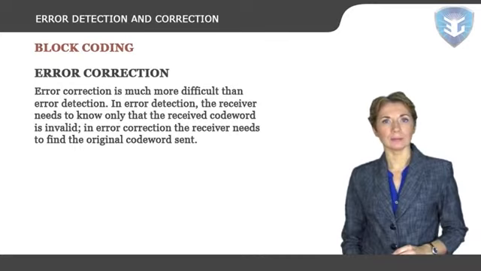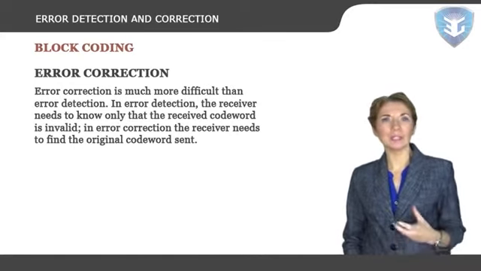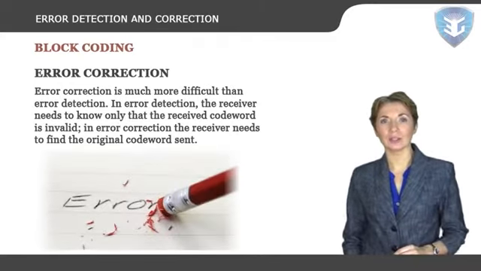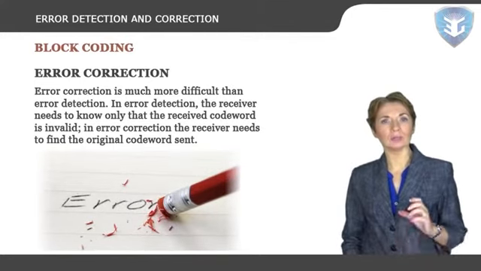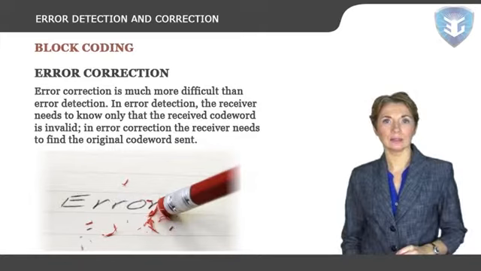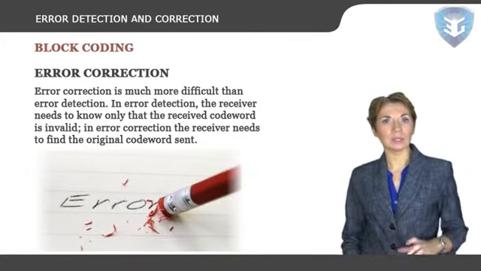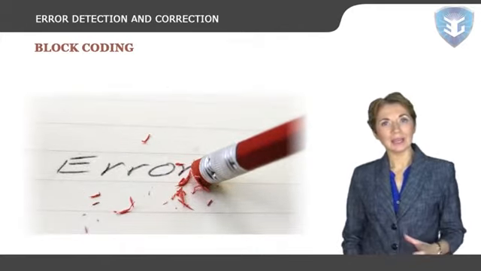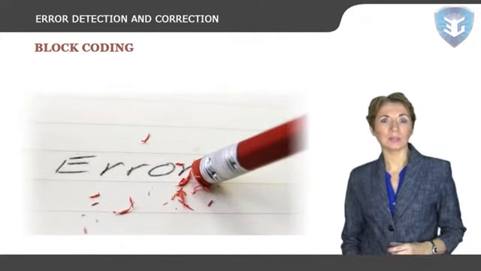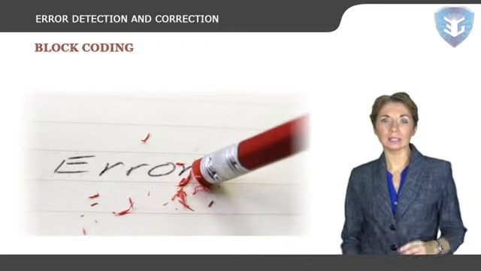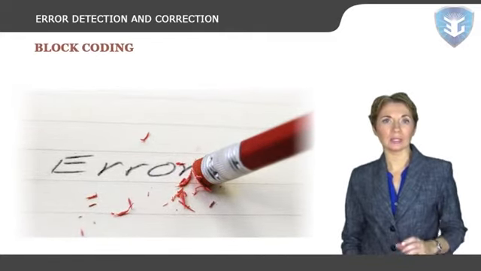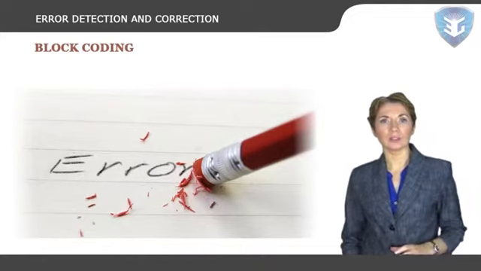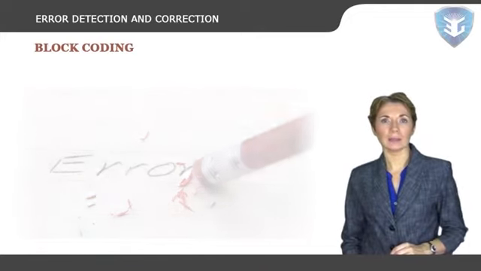Error correction. Error correction is much more difficult than error detection. In error detection, the receiver needs to know only that the received code word is invalid. In error correction, the receiver needs to find the original code word sent. We can say that we need more redundant bits for error correction than for error detection. We can see that the idea is the same as error detection, but the checker functions are much more complex.